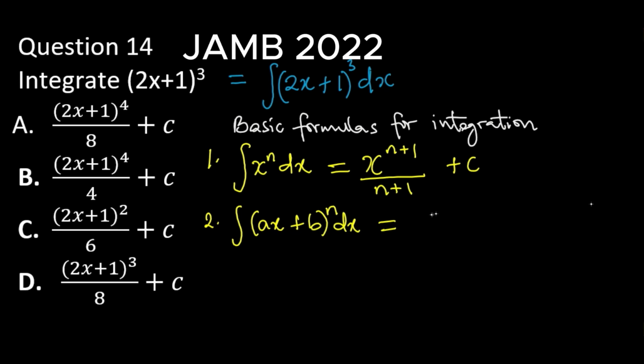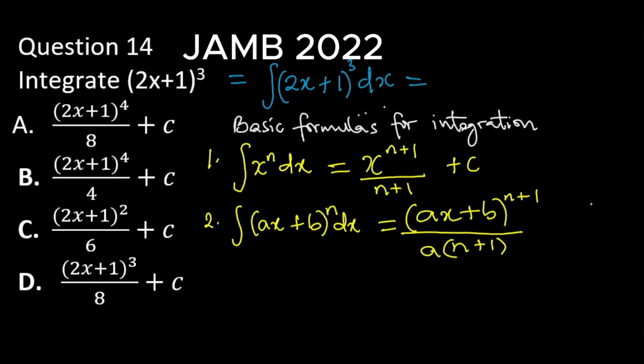Number 2, you have (ax plus b) to the power of n. The x, you have to integrate it. So we write (ax plus b) in brackets to the power of n plus 1. We just add 1 to the power there. Then we divide by the power n plus 1, and we will multiply that by the coefficient of x, which is a, that is the differentiation of ax.